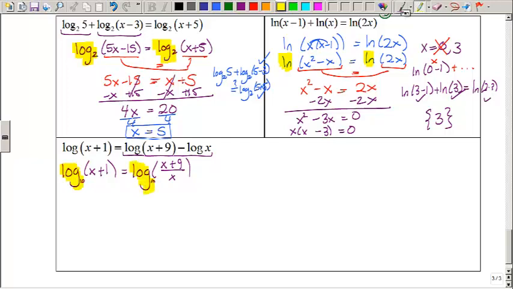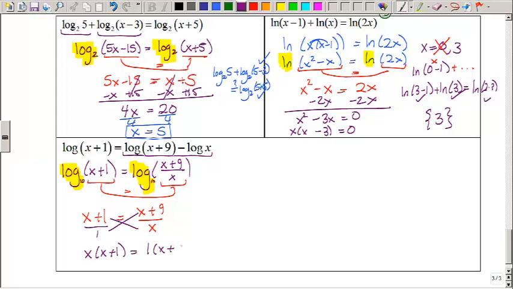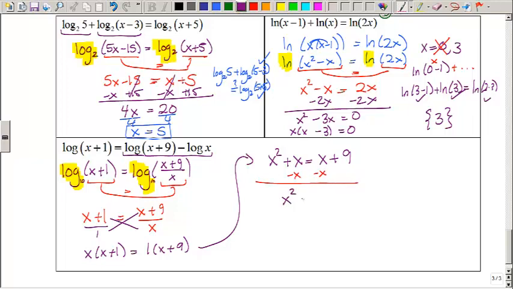There is no constant term here whatsoever. So because it's log equals log, I can take the two arguments and set them equal to each other, which leaves me with x plus 1 equals x plus 9 over x. One fast way to solve is to put the left-hand side over 1 and cross multiply, which leaves me with x times x plus 1 equals 1 times x plus 9. Looks like my x's are going to subtract off here, leaving me with x squared equals 9.